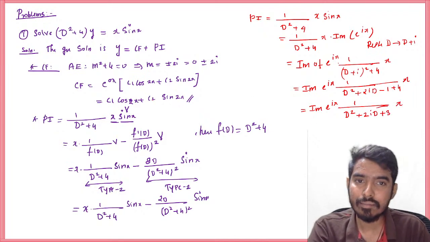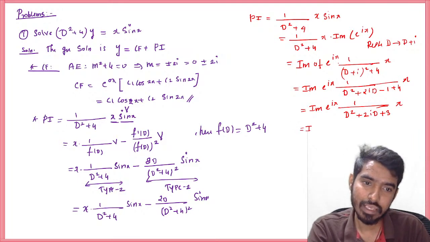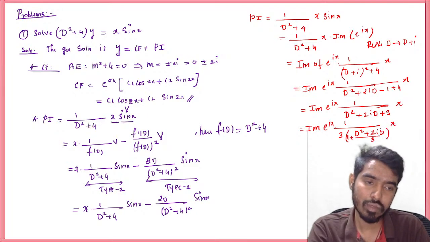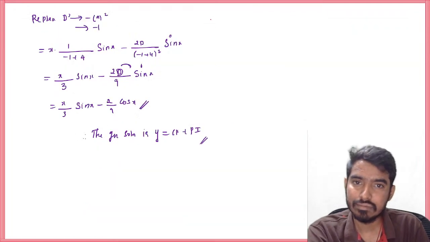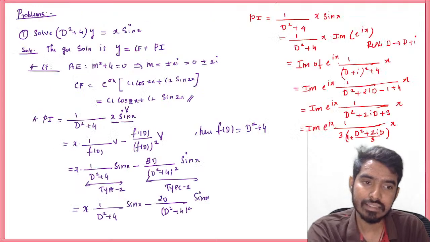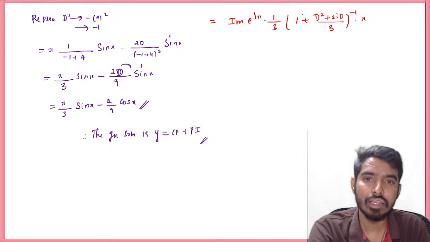See, I'm doing the same problem in a different way. That's it. Don't get confused. This will be imaginary part of e power ix. So we take this 3 outside. We have D square plus 2iD by 3, 1 plus, into x. So this can be written as imaginary part of e power ix. Let's take this 1 by 3 outside. 1 plus D square plus 2iD by 3 whole power minus 1 into x.